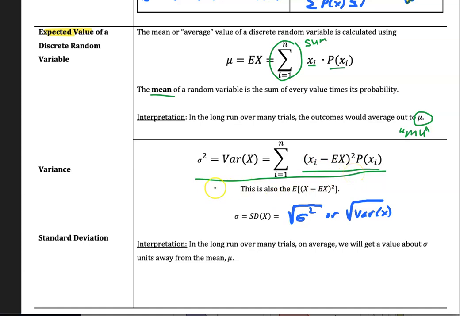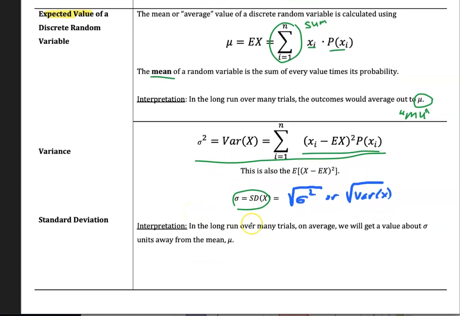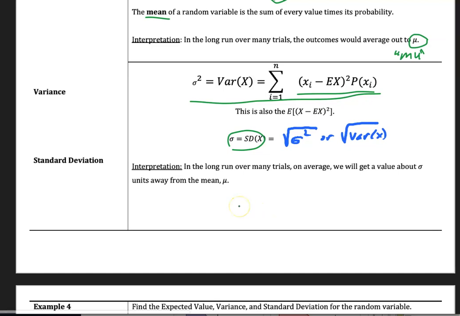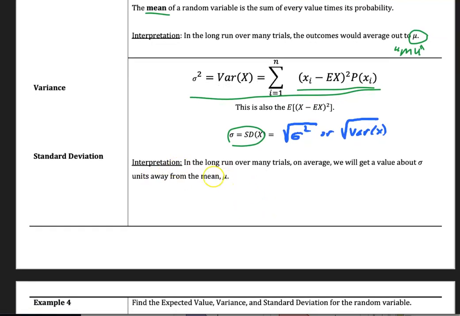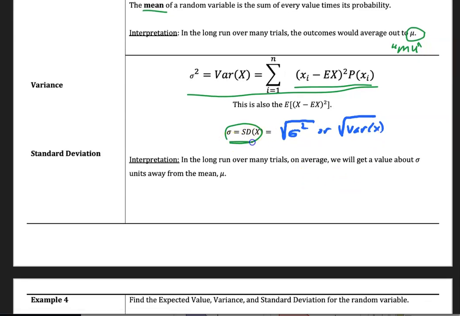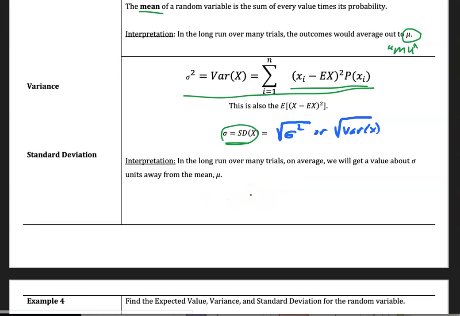To calculate the standard deviation, abbreviated SD, it's just the square root of the variance. We learned that in a previous section when we looked at measures of center and measures of spread. We're now just going to apply this to probabilities. The interpretation of standard deviation is that in the long run, over many trials, on average, we will get this value, units away from the mean. So you can get a sense of the distribution, how far the data values are.